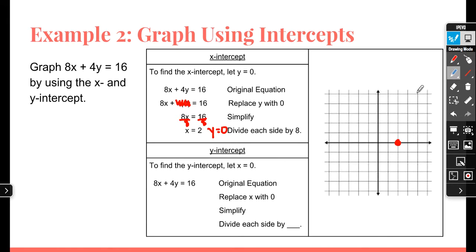So next, let's look at our y-intercept. So for a y-intercept, my x will be 0. So I'm going to replace the x with a 0. So if I'm thinking algebraically, that's 8 times 0 plus 4y equals 16. If I'm thinking in terms of the cover-up method, anytime that I multiply by 0, it's going to go away. So I'm left with 4y equals 16. So if I have 4y equals 16, I can divide both sides by 4.